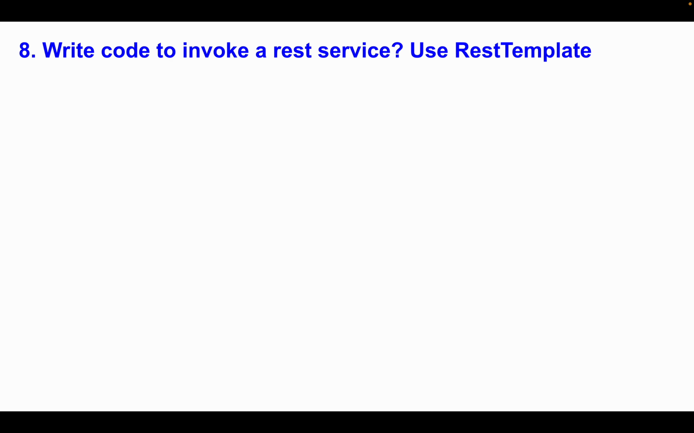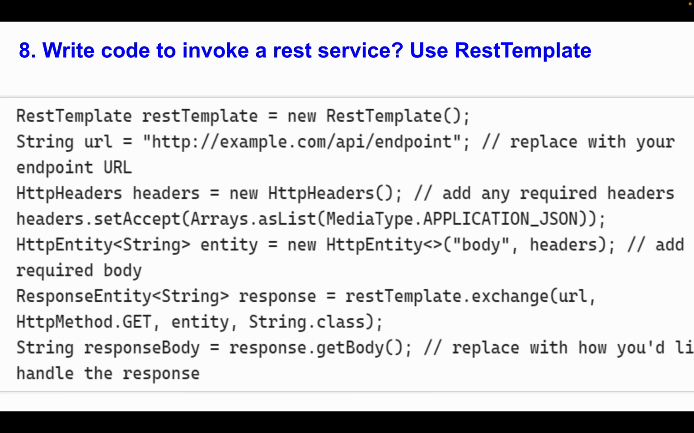Question number 8. Write code to invoke a REST service. Use REST templates. This was the question asked. So I have given here one example where I am creating the object of RestTemplate using a new RestTemplate. I'm providing the string URL. Then the HTTP headers, I'm creating the object of that. Now headers.setAccept with Arrays.asList(MediaType.APPLICATION_JSON) and HttpEntity of type String, where we are adding the required body and response entity. So you can see the example here. This is one of the ways.